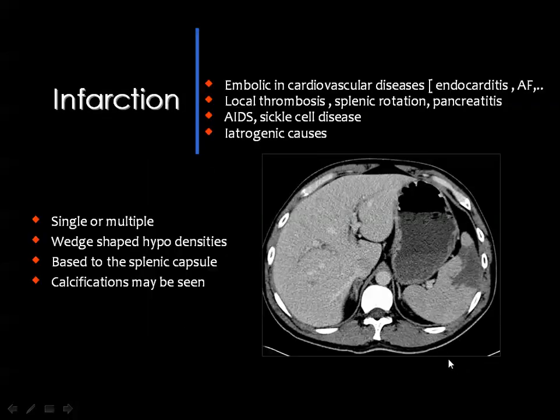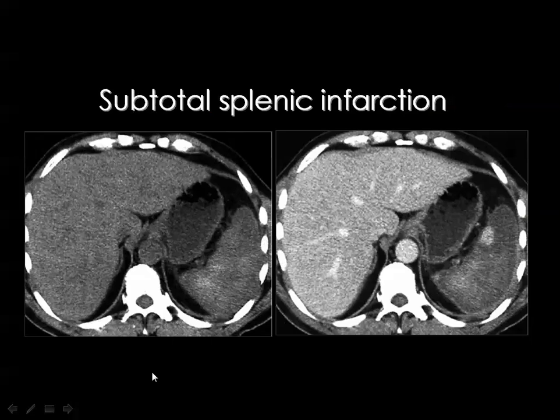Splenic infarctions have too many underlying causes, and there may be single or multiple, and will appear as wedge-shaped hypodense lesions reaching the splenic capsule without deformity of the splenic contour. And in chronic cases, calcium may be seen within splenic infarctions. The causes are a lot, like embolic causes, local thrombosis, and splenic malrotation, and cases of pancreatitis with thrombosis of the splenic vein, in cases of AIDS, sickle cell disease, and some of the iatrogenic causes.